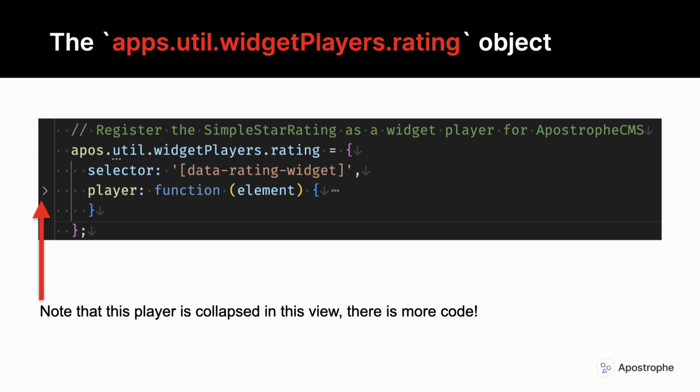The second property is player and takes a function with the DOM element matching the selector as argument. This is where you're going to add the code that manipulates and takes input from your widget. This is the code that should update the widget or add event listeners upon page load or refresh. As shown in this example, you can export additional helper functions that are used in the player. They will still be exposed on the front end, they just won't be refreshed with the rest of the code in the Apos util widget player's object.